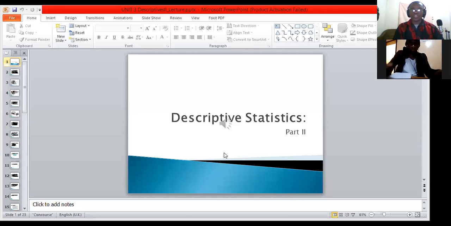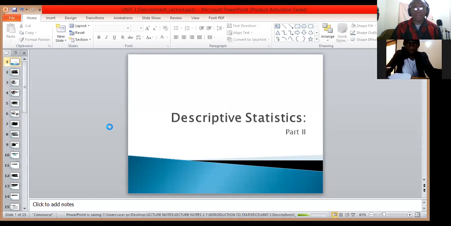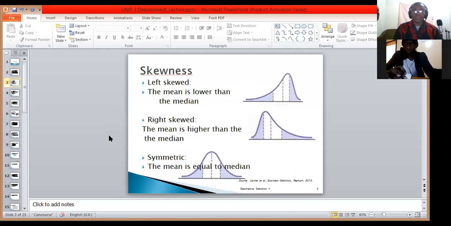Okay, we continue with descriptive statistics. We'll continue looking at the measures of central tendency. And today we are looking at what is called skewness.